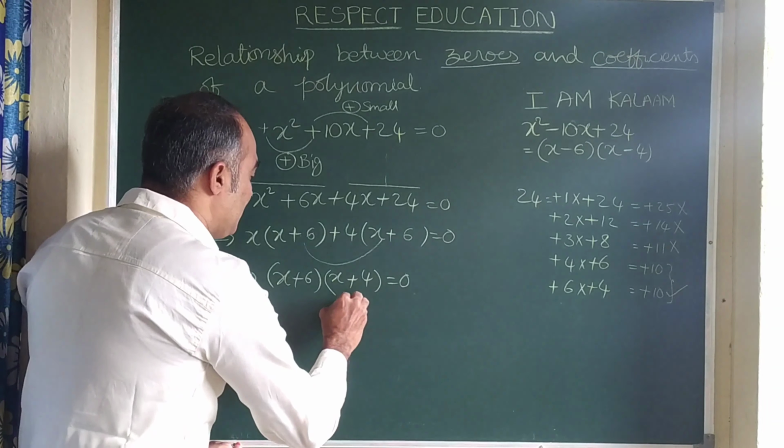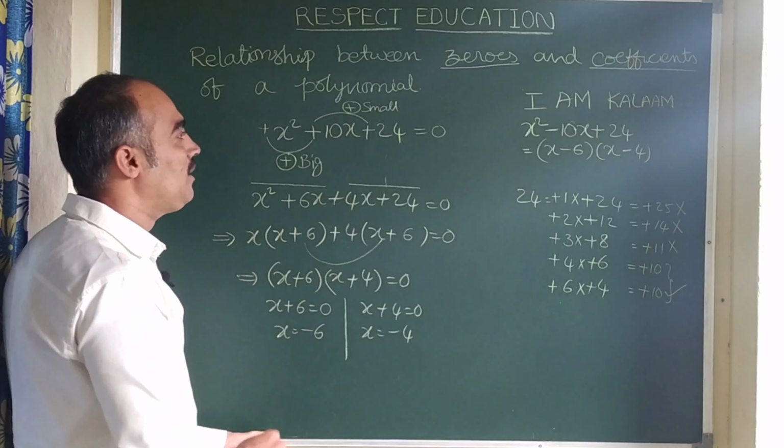Now when the product of two polynomials is 0, either one of them is 0. So either x plus 6 equal to 0 or x plus 4 equal to 0. Here x equal to 0 minus 6 is minus 6, or x is equal to 0 minus 4 is minus 4. So here we found the zeros of the given polynomial, right?